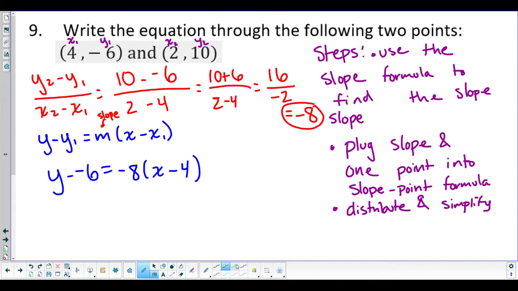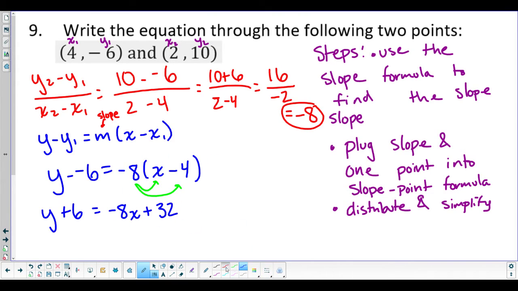Meaning, I need to multiply this -8 into my parentheses, and then I need to get this 6 over to the other side. But first things first, I know that y minus -6, well, minus a negative turns to a plus, equals -8 times x is just -8x, and then -8 times -4 is positive 32. 8 times 4 is 32, and a negative times a negative becomes a positive. So that's what we get here.